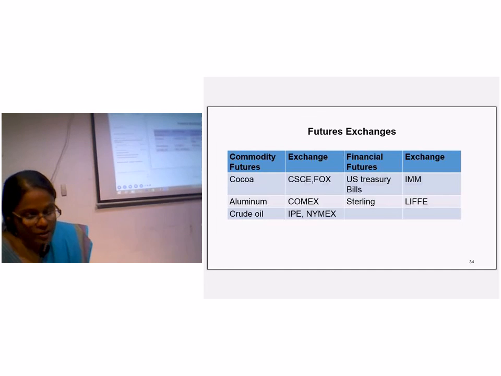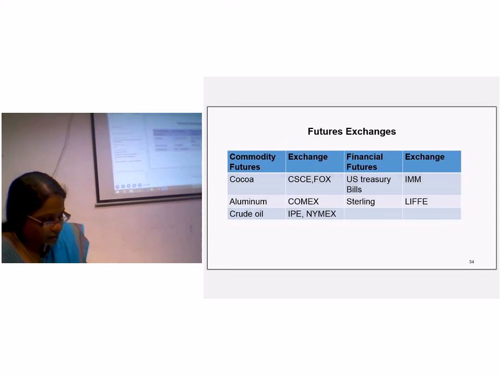And if you look at financial futures, now US Treasury bills, right? Other than the commodity futures, Treasury bill is a financial future. So you can buy a financial future of US Treasury bill from IMM, right? That means International Monetary Market, one of the futures exchanges. And if you want to enter into a financial future for sterling pound, you can buy a future from the London International Financial Futures Exchange, right?